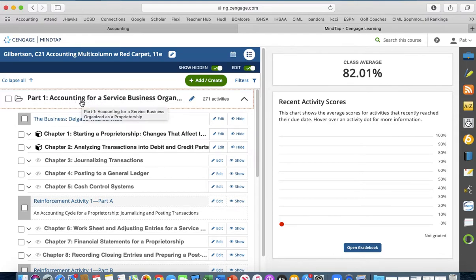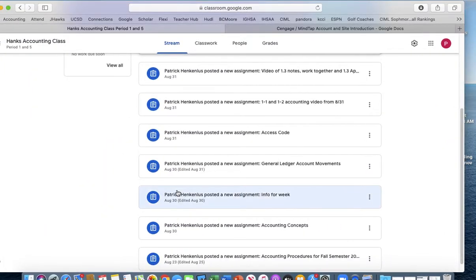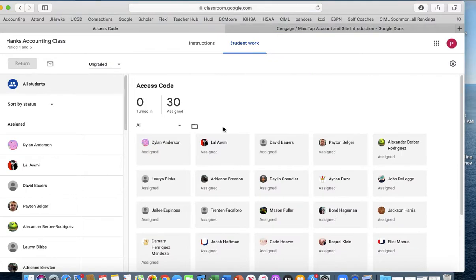Some people are joining class late. Some people weren't able to get logged in. So we just want to show once you get logged in, and if you have problems getting logged in, you need to be working on that prior to today or as soon as humanly possible.